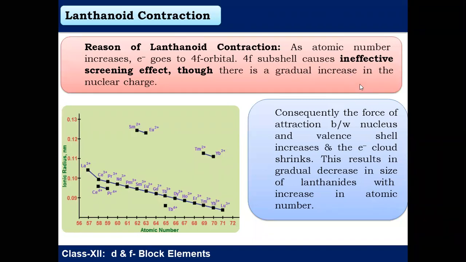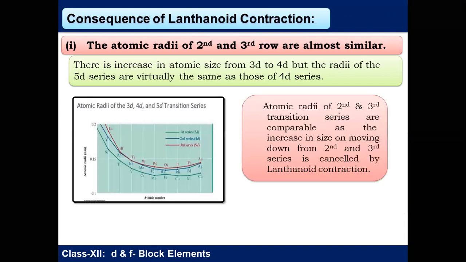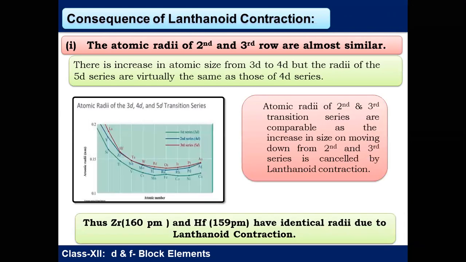Now the last portion of our discussion is what are the consequences of lanthanoid contraction. Consequence number one, which is important, is the atomic radius of zirconium and hafnium. They are almost the same, 160 and 159 picometers. Zirconium belongs to the second transition series and hafnium belongs to the third transition series. You can see here this is second and this is third transition series.